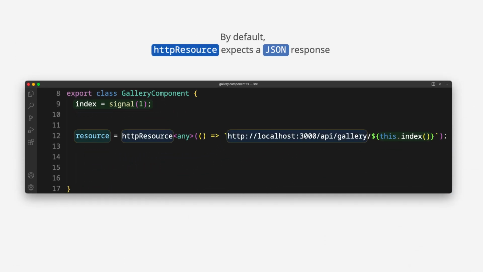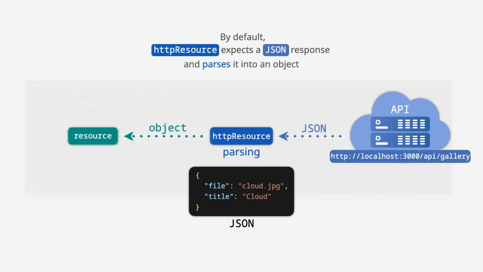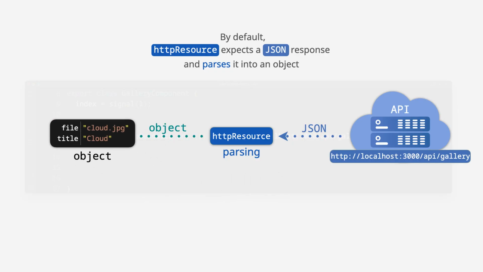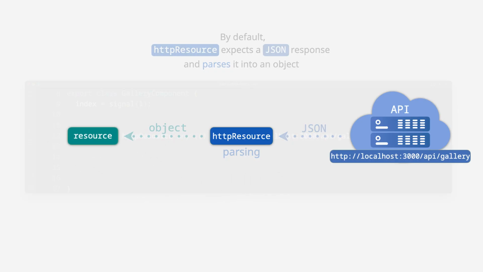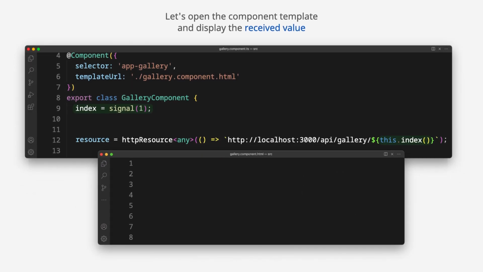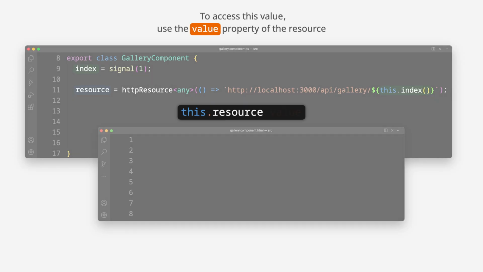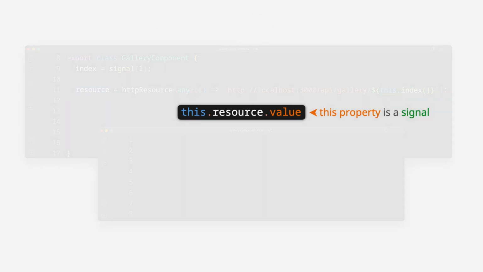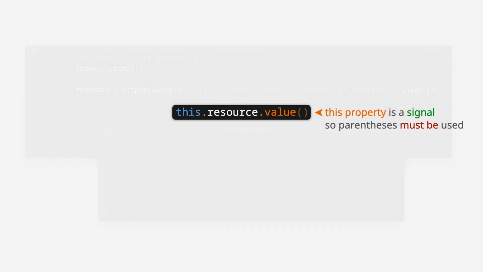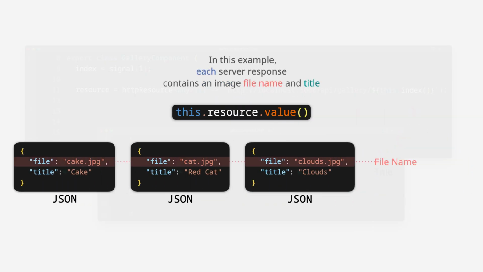By default, HTTP resource expects a JSON response and parses it into an object. Let's open the component template and display the received value. To access this value, use the value property of the resource. This property is a signal, so parentheses must be used after its name. In this example, each server response contains an image file name and title.